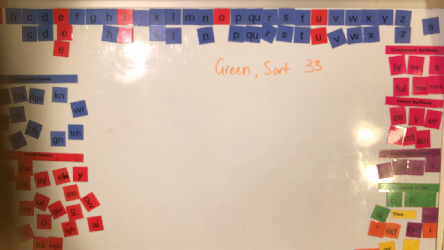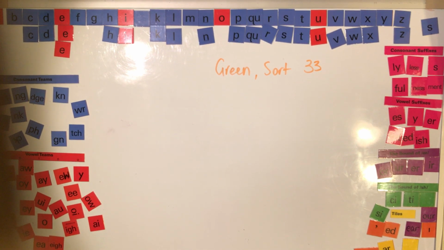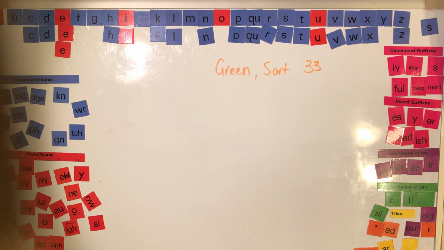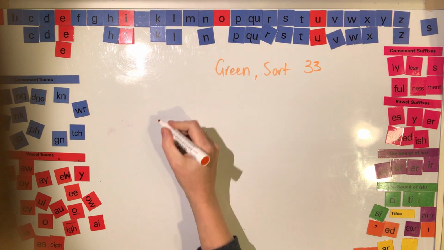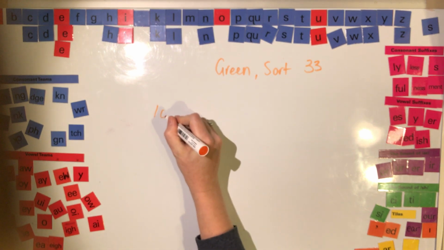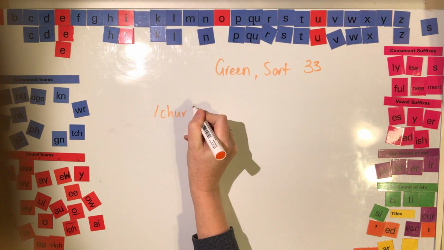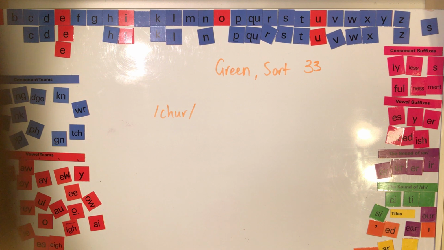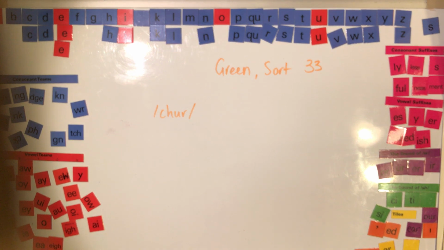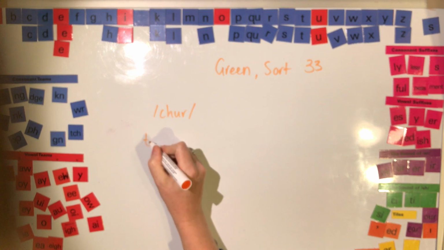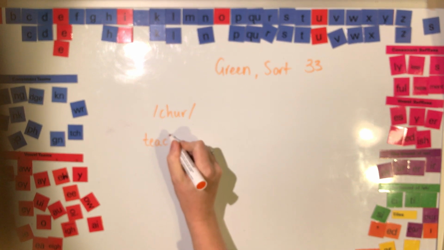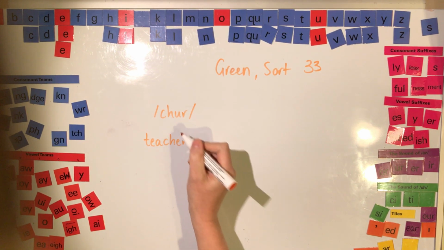Okay, we are going to be looking at words from the green sort 33. The words we are looking at today are the words that have the sound /ch/. So words like teacher. So it's the sort of /ch/ sound.